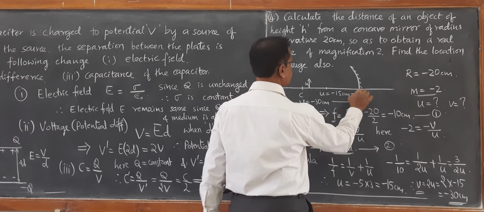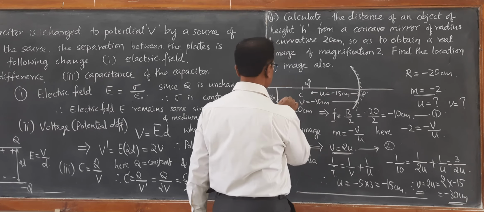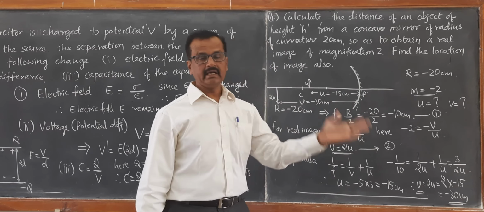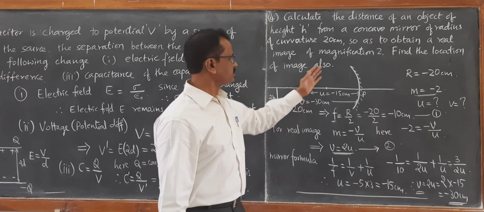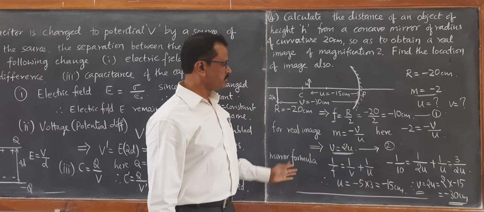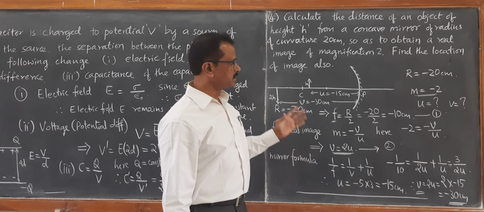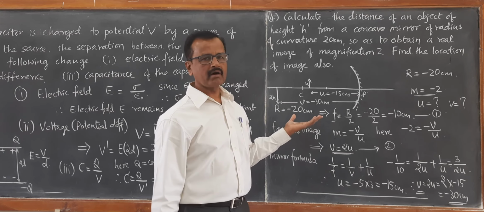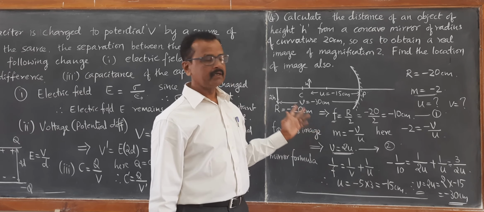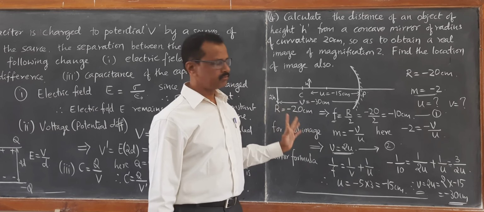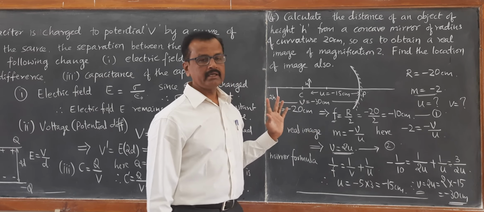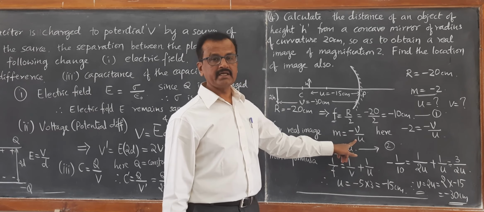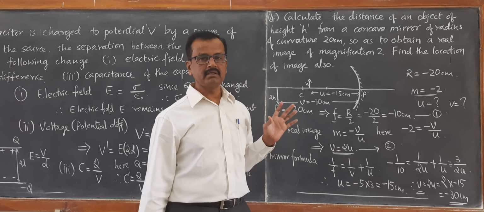And since object and image are formed on the same side, it is definitely a real image with magnification 2 times. So this is how you need to solve. It is a tricky problem. It may carry hardly 1 mark or 1.5 marks, at the most 2 marks. You must be very careful while solving such problems, and sign convention should always be remembered.